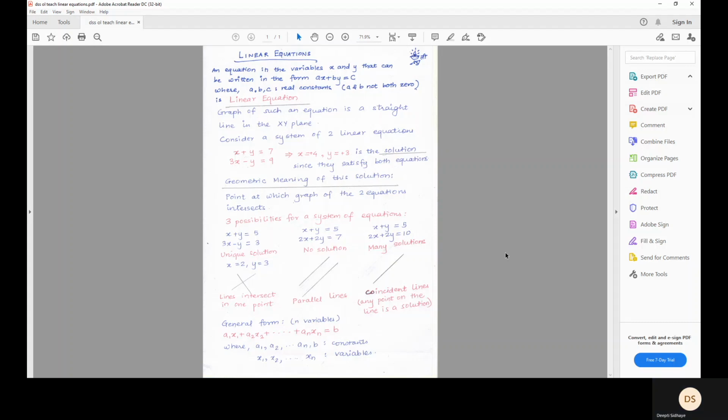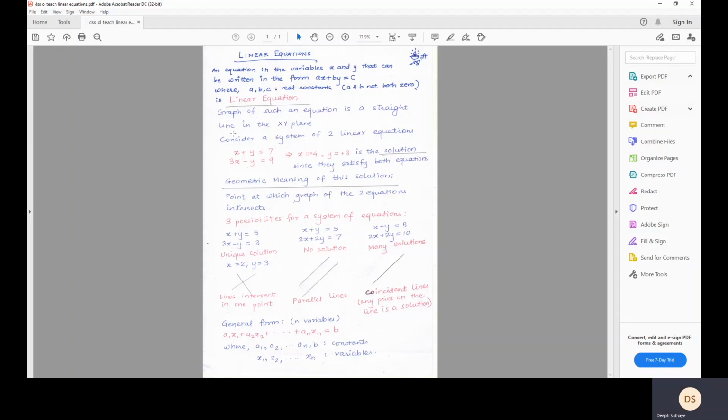So as you can see, there is no degree greater than 1. Now, if you try to plot a graph of such an equation, it is a straight line in the xy plane. So that gives you a hint about the name linear.